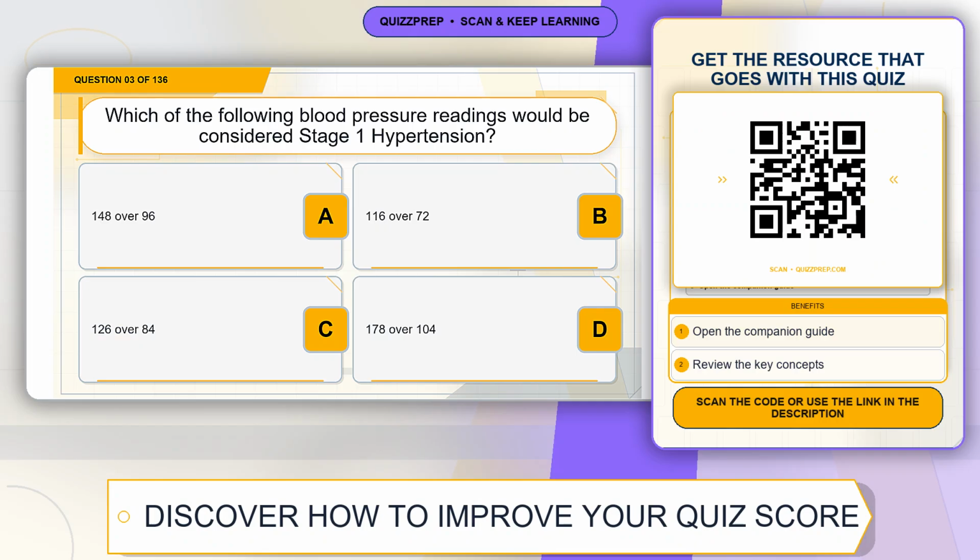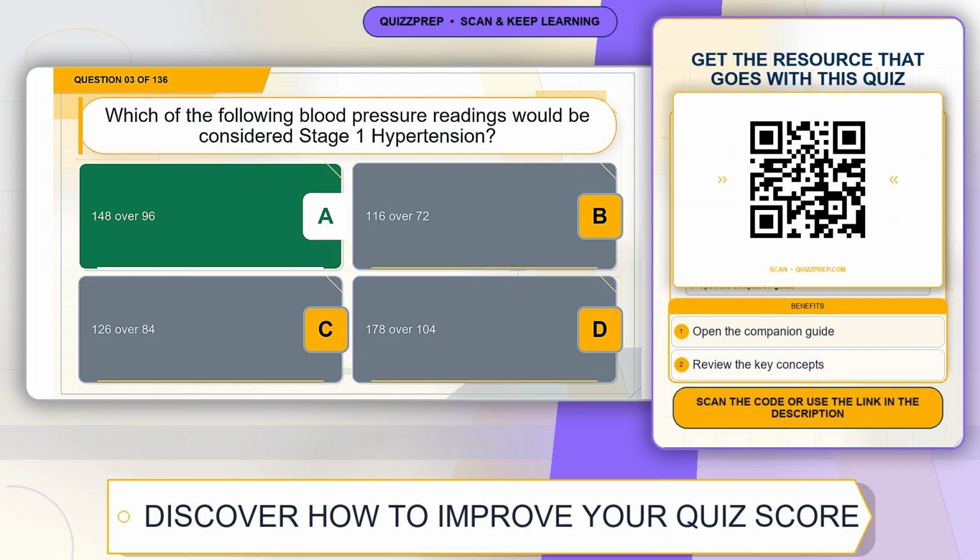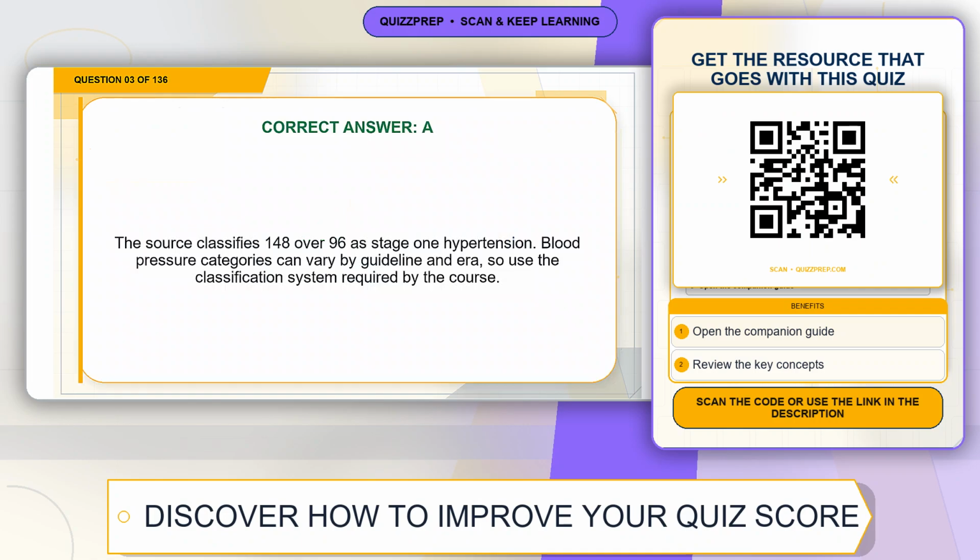Question 3. Which of the following blood pressure readings would be considered stage 1 hypertension? Option A, 148/96. Option B, 116/72. Option C, 126/84. Option D, 178/104. The correct answer is option A, 148/96. Explanation. The source classifies 148/96 as stage 1 hypertension. Blood pressure categories can vary by guideline and era, so use the classification system required by the course.